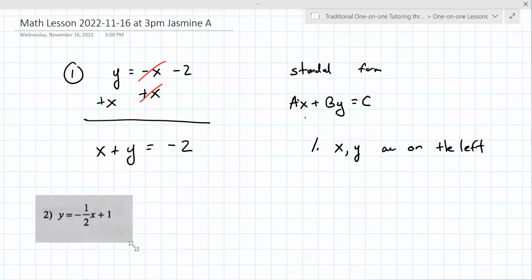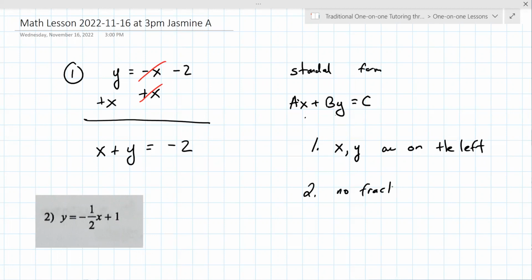Okay, so it says same instructions here. Need to convert this to what's called standard form, which is this ax plus by equals c. So the first thing is that x and y are on the left. The second thing is that there are no fractions. So that, by definition, a, b, and c are integers. Okay, so whenever you see a fraction to start out, you want to eliminate that fraction.